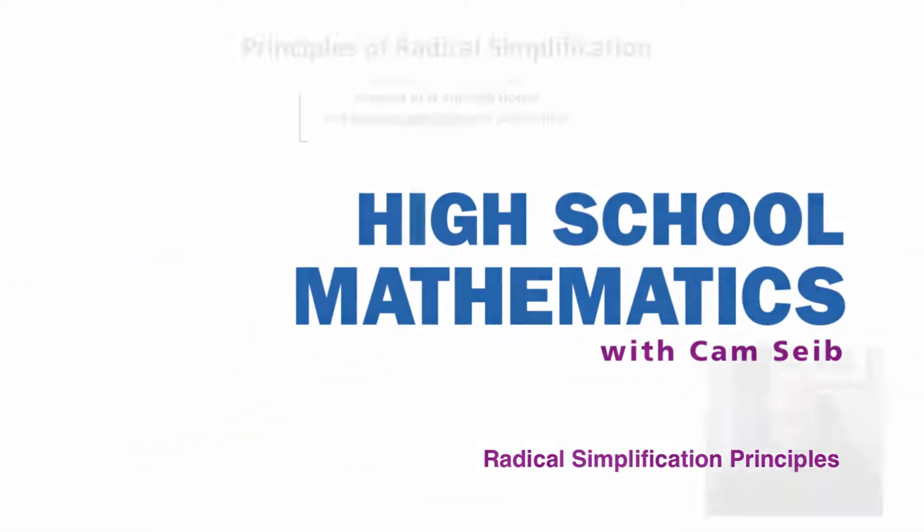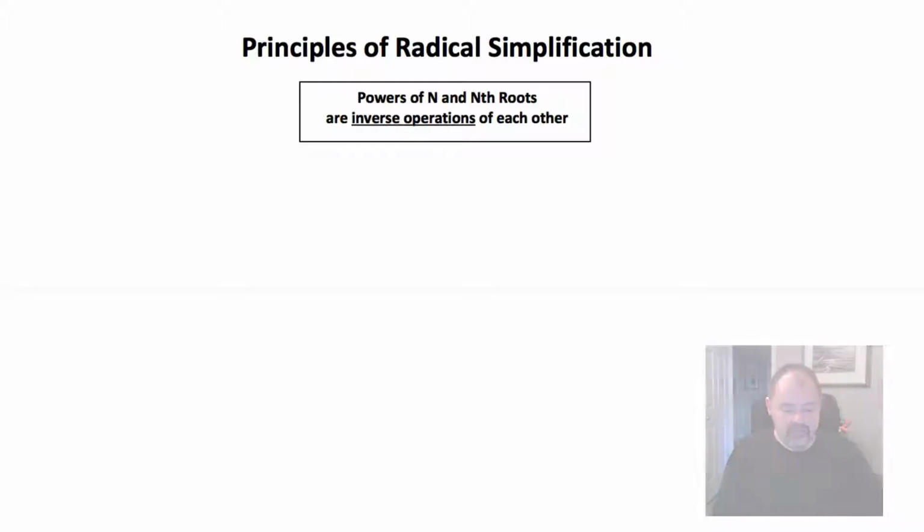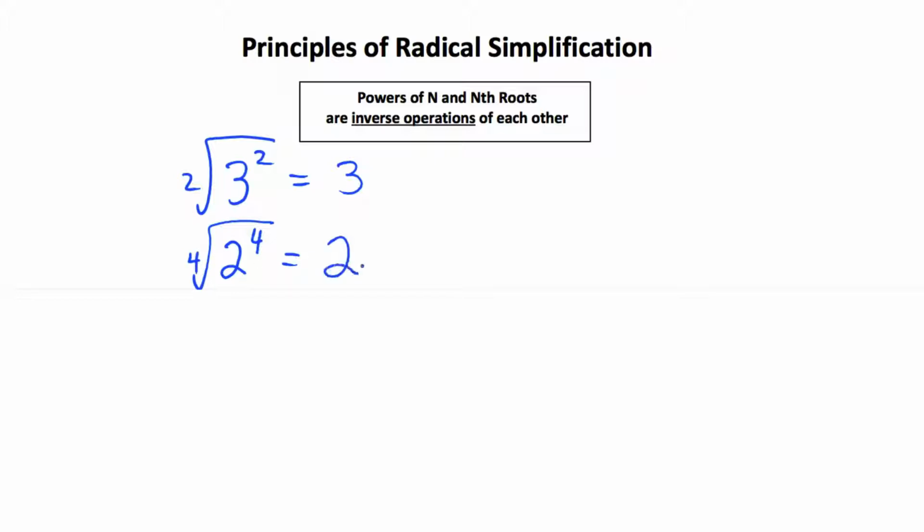Probably the most important principle that you will use in your work with simplifying radicals is this one right here, which says that powers of n and nth roots are inverse operations of each other. That just means that if you have a number and you apply a power to it, you can reverse the effect of the power by doing the nth root, or in this case the square root, and that brings you your 3 back again. If you have 2 to the 4th power and you want to undo the effect of the 4, you can take the 4th root, and that brings you your 2 back again.